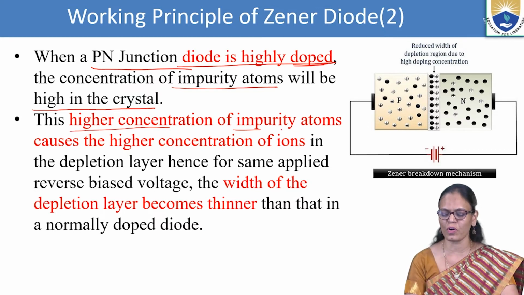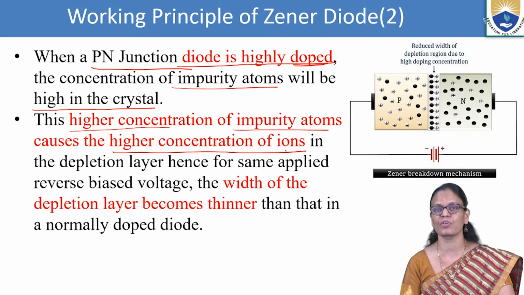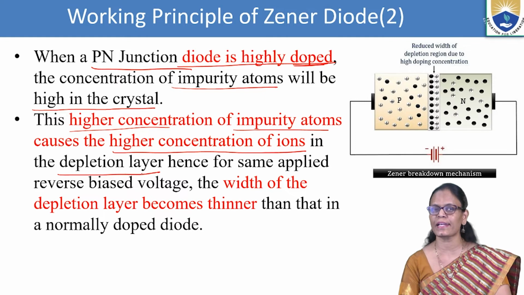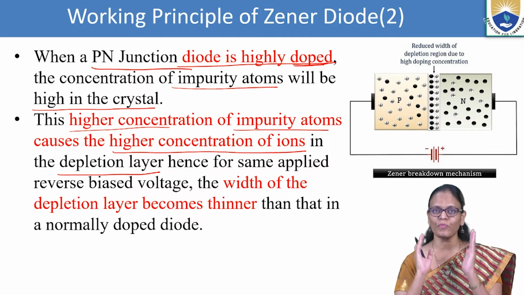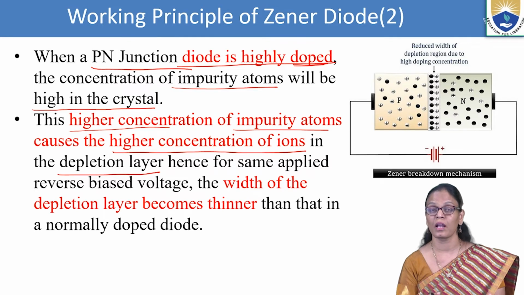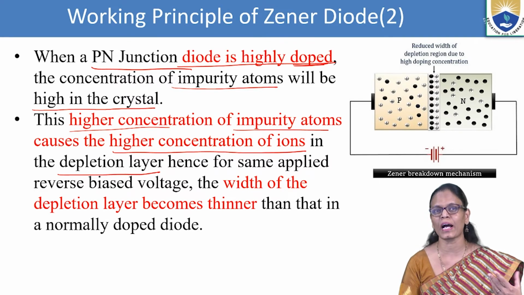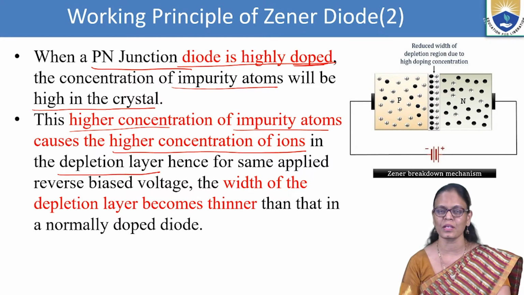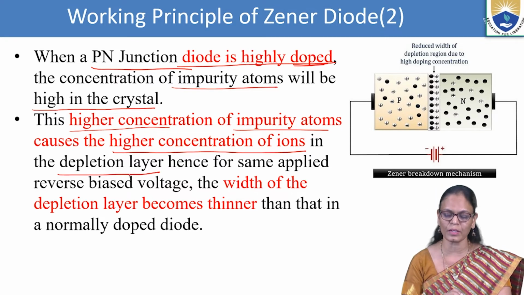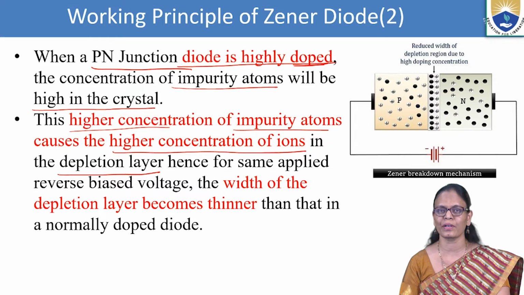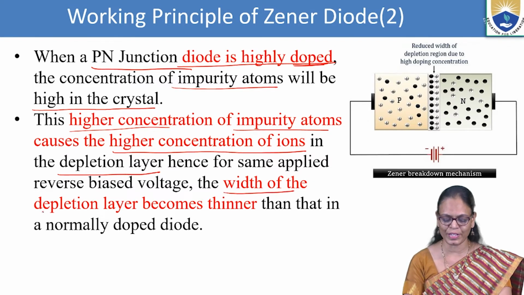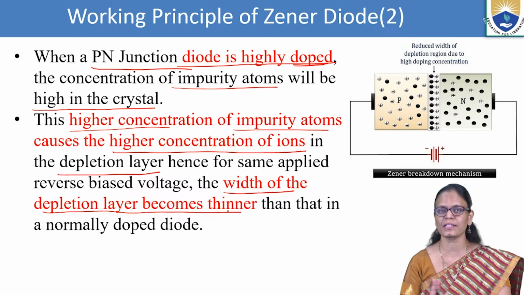So the higher concentration of impurity atoms causes a higher concentration of ions in the depletion layer. We have already seen the formation of immobile ions in the depletion layer. How a depletion layer is formed and what we have in it, we have already discussed for a PN junction. Now, in a Zener diode, what we observe is that because of high doping, that is high concentration of impurity ions, the concentration of immobile ions is also more in the depletion layer for the same applied voltage. Whatever voltage we applied before for a normal PN junction diode, even if we apply the same, the number of immobile ions is more and the width of the depletion layer becomes thin. So we can understand the difference between the two.